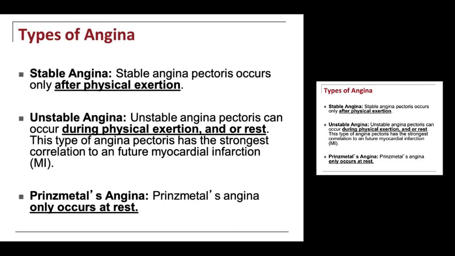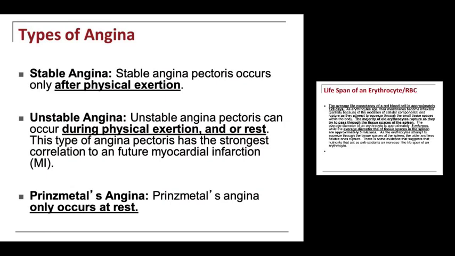Stable angina is the most predictable. It happens after physical exertion. That's when they experience the chest pain, because the heart is beating faster to pump blood to the muscles that need it. But if there's not enough oxygen, it cramps up, no different than a calf cramp that becomes so painful. Unstable angina pectoris can occur during physical exertion, or it can occur at rest, and this one has the strongest correlation to future MIs, myocardial infarctions. Prinzmetal's angina only happens at rest, so you don't know when it's going to happen.